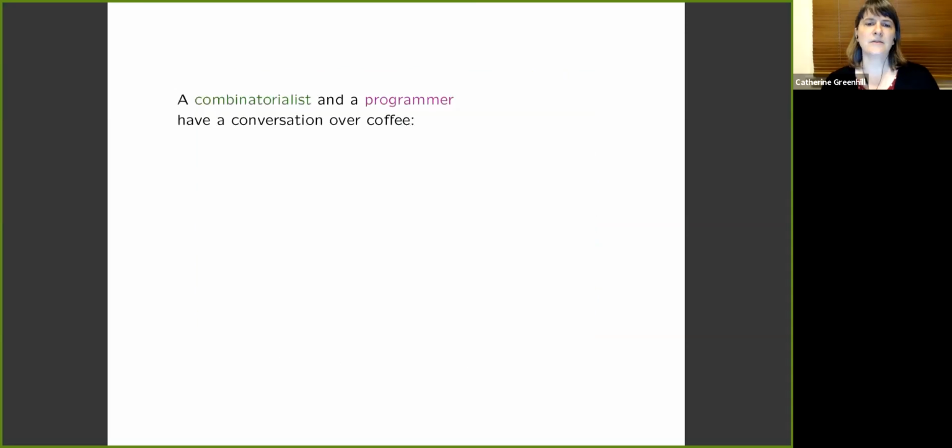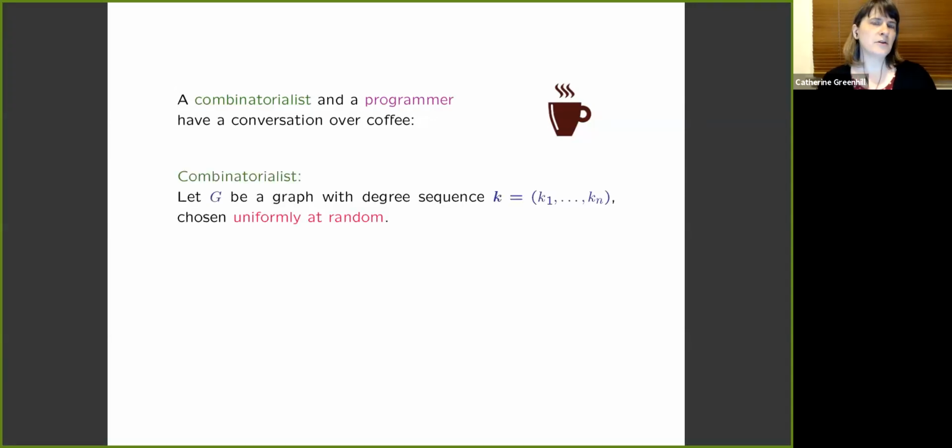Okay, so I'm telling you about generating graphs randomly, and I thought we'd start by imagining a conversation between a combinatorialist and a computer programmer over a coffee or hot beverage of your choice. So the combinatorialist is actually a random graph theorist and says, let G be a graph with degree sequence k1 up to kn chosen uniformly at random.